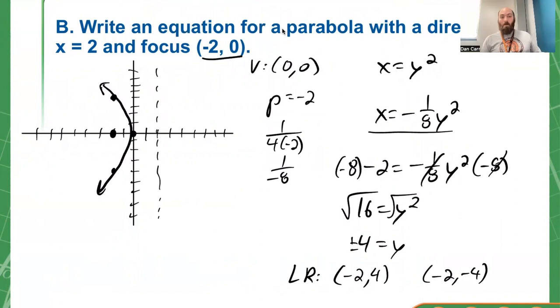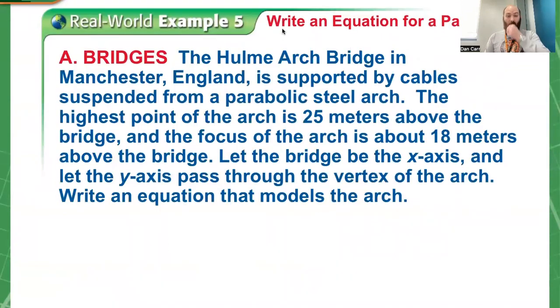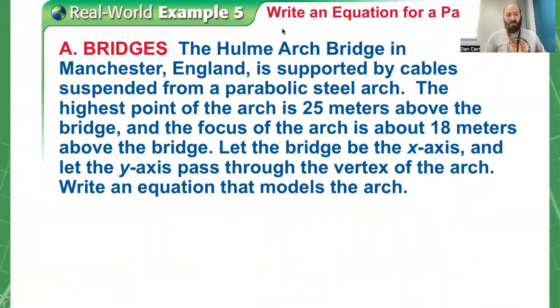Okay. All right. And last example, let's talk about a word problem. The Humber Bridge in England is supported by cables suspended from a parabolic steel arch. The highest point of the arch is 25 meters above the bridge, and the focus of the arch is about 18 meters above the bridge. Let the bridge be the x-axis, and let the y-axis pass through the vertex of the arch. And we want to write an equation that models it.